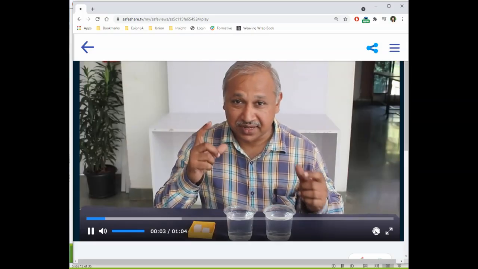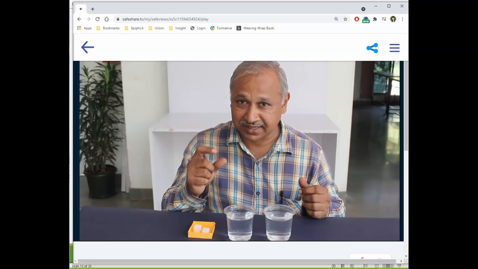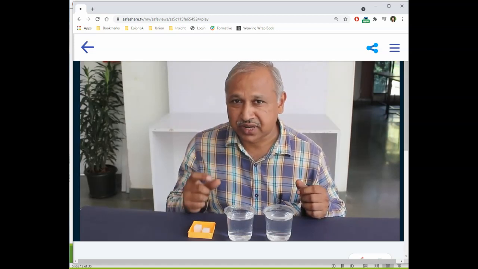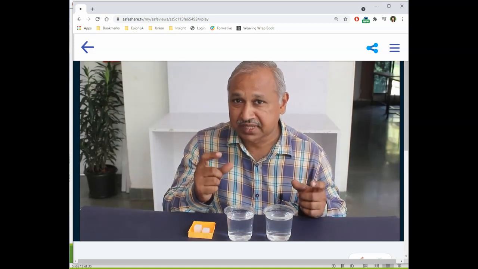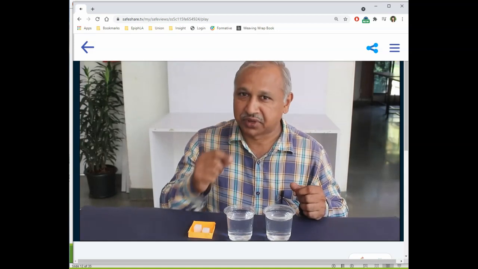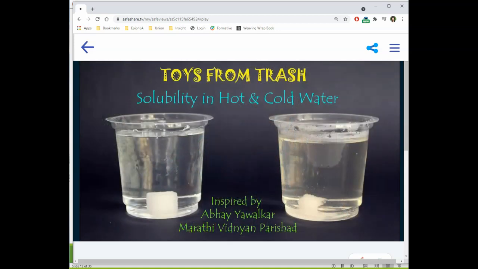On a hot summer day, we all feel like drinking something cold. And if the drink is sweet, it is so much the better. Today we will examine whether sugar dissolves more in cold water or in hot water. For this, you take 2 glasses. Fill one with cold water and the second with hot water.